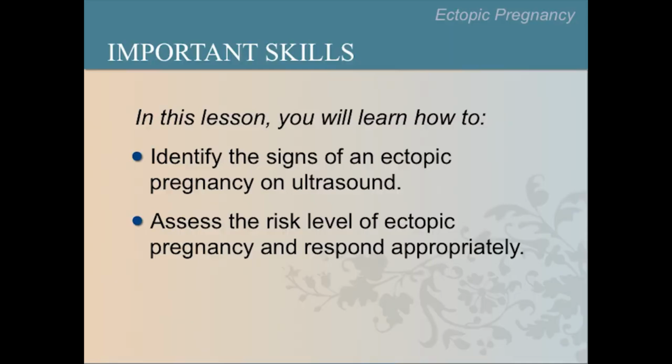You will learn how to identify the signs of an ectopic pregnancy on ultrasound and assess the risk level of ectopic pregnancy to respond appropriately.